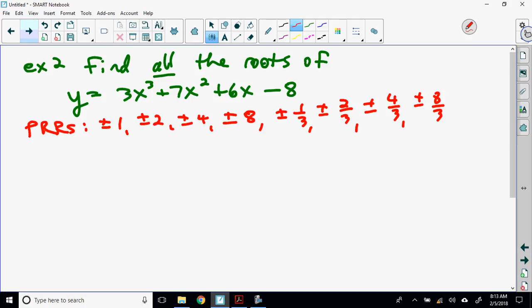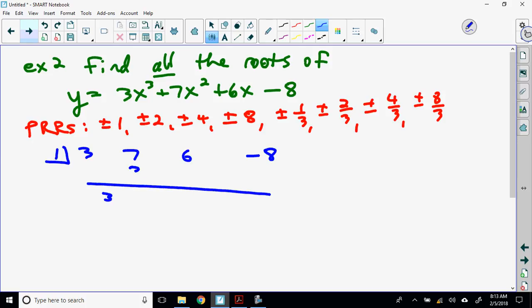Oh my. Now, I got to be honest with you. I like to start at 1. I don't know why, I just do. So I'm going to try 1. I put a 1 in the box. Here's my 3, 7, 6, negative 8. Bam. There's 3, 3, 10, 10, 16, 16, and 8.